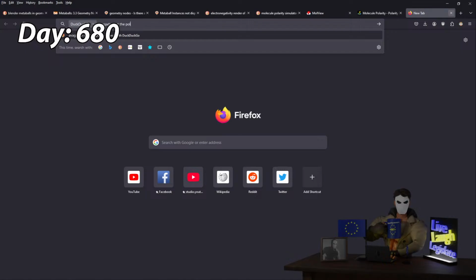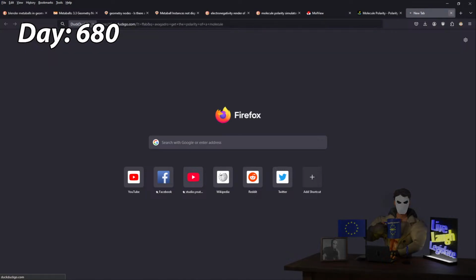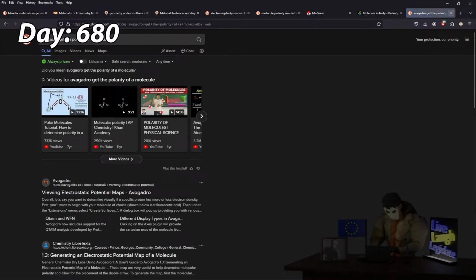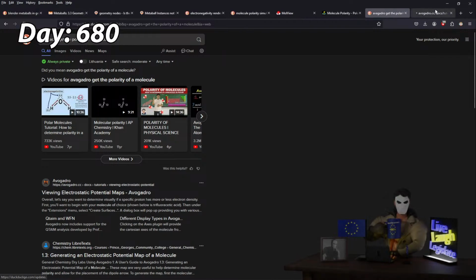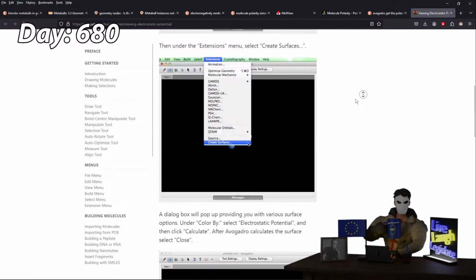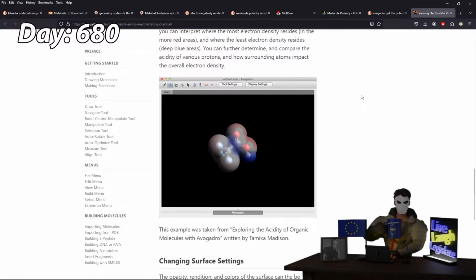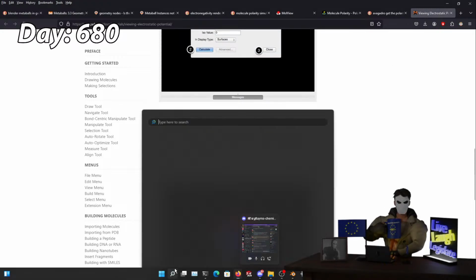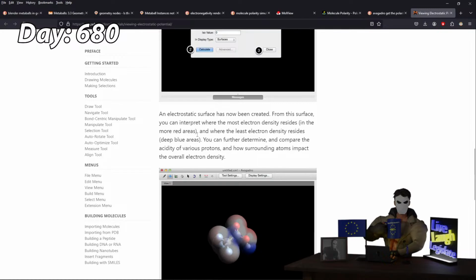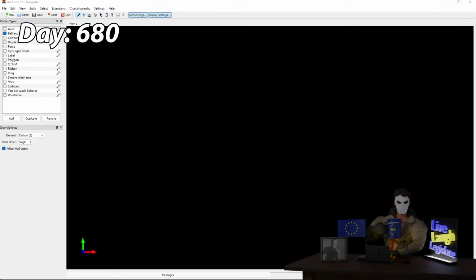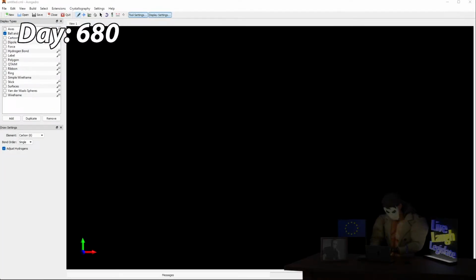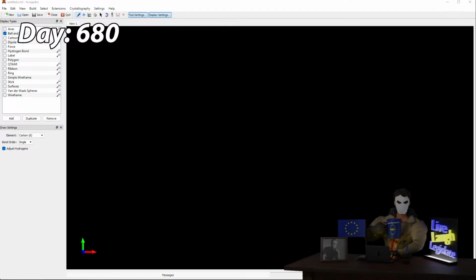Avogadro gets the polarity of a molecule. Viewing electrostatic potential maps, yes! Create surfaces. Electrostatic potential. Oh, hell yeah! You can do it in Avogadro. Oh, I have Avogadro. Thank goodness Flame convinced me to get Avogadro. I'll show you everyone right now why Avogadro is probably the absolutely coolest chemistry software you can have.